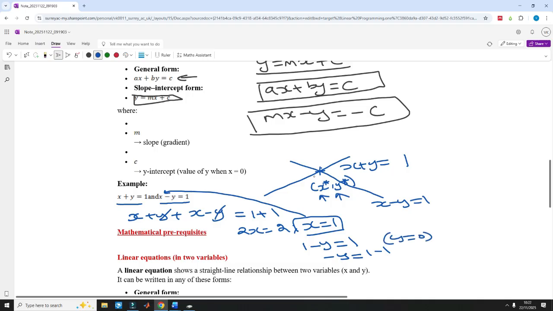Which means these two lines will intersect at the point 1 comma 0. And if you substitute this value 1 comma 0 in equation 1 here, so 1 plus 0, that's equal to 1, that meets this condition. And also you have here 1 minus 0, that's equal to 1, so that meets this condition as well. So you need to find a common point. So that's the meaning of solving these two linear equations.